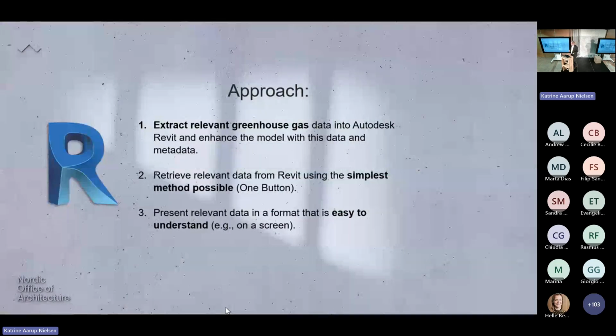So the approach, I will not go too deeply into this, but we wanted to extract the greenhouse gas data into Autodesk Revit, which is our main design tool, and we want to retrieve relevant data from Revit using the simplest methods possible, which is one button, and then present the data in a relevant format.